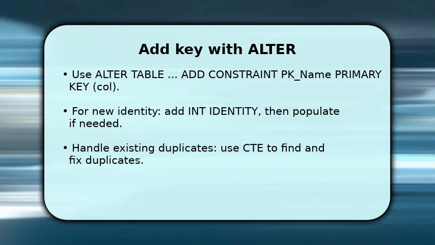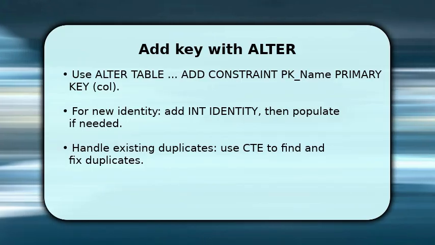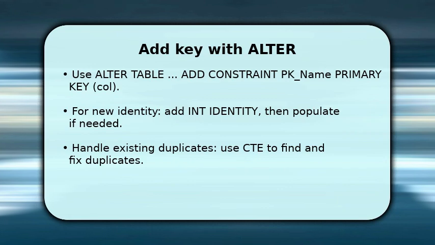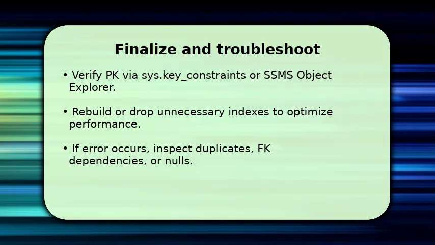For duplicate rows, identify them with a CTE and either remove or consolidate entries before creating the constraint to avoid errors during enforcement. You will finish by validating and tuning the new primary key.